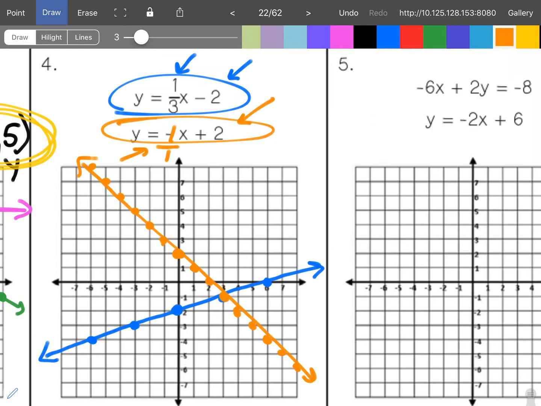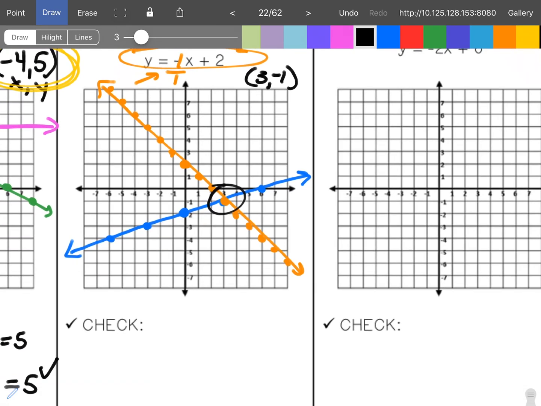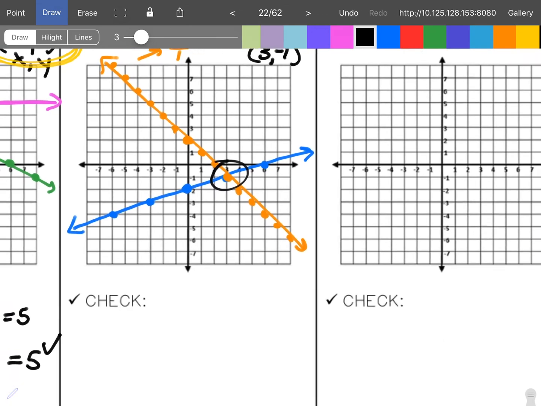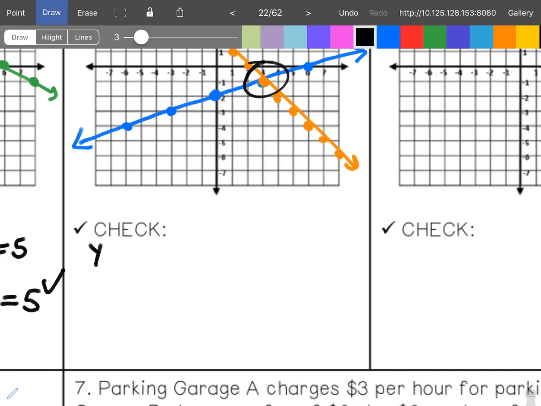Okay, sorry, I'm back. Look at where they intersect right here, and they intersect at 3, -1. All right, so then of course we need to check it. So we write our two equations, y equals 1/3 x minus 2, and y equals -x plus 2.